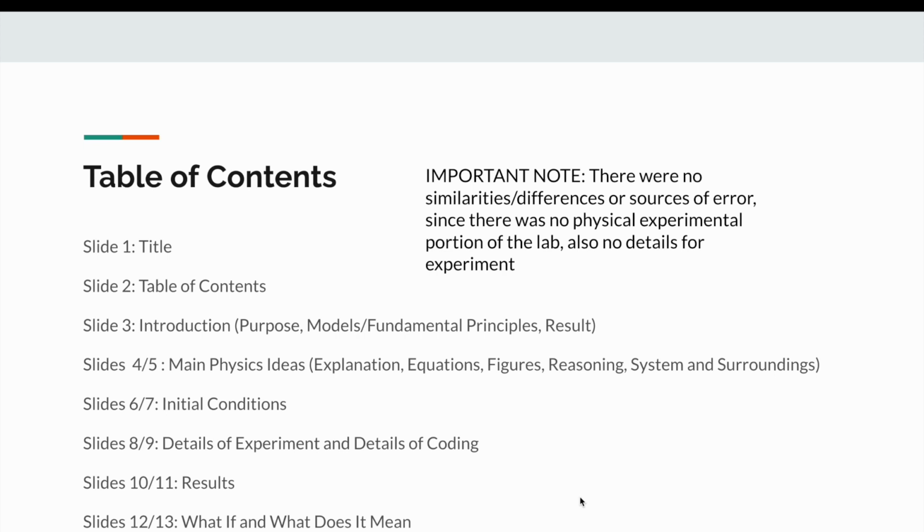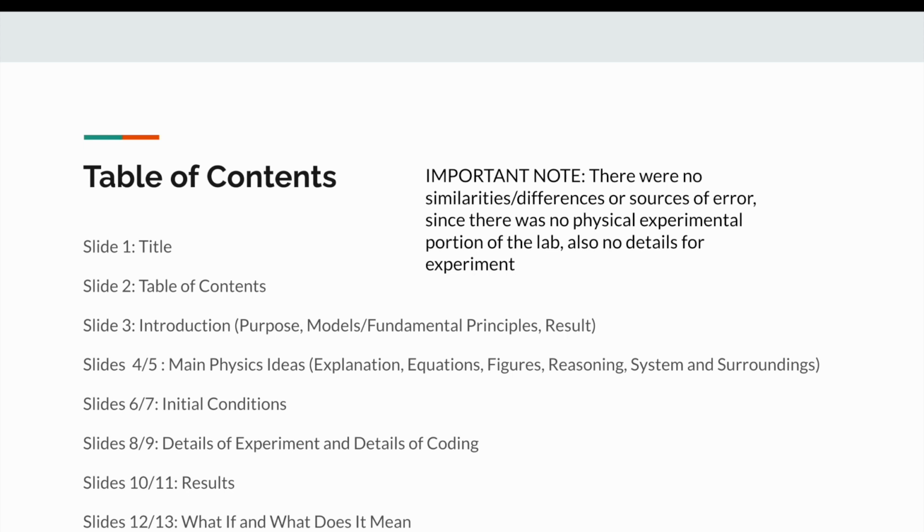For the table of contents, Slide 1 was the title, Slide 2 is the table of contents, Slide 3 is the introduction, which includes the purpose, the models, and the fundamental principles, along with a brief overview for the result. Slides 4 and 5 are the main physics ideas, which include an explanation, equations, figures, reasoning for using those equations, along with identifying the system and surroundings.